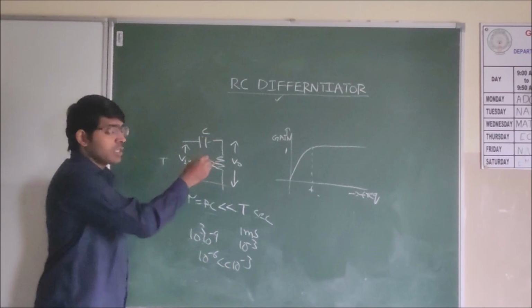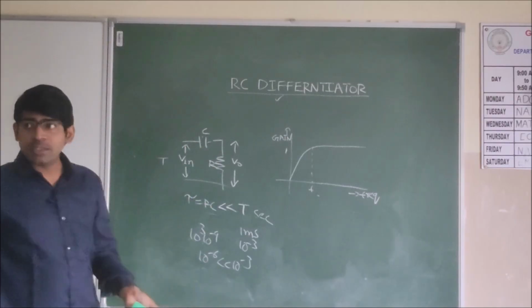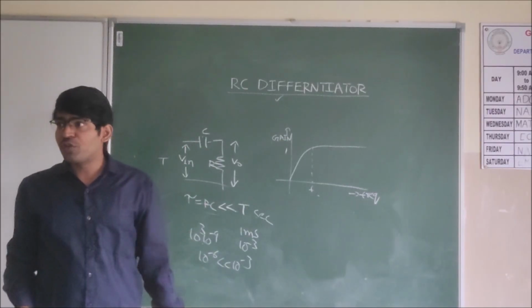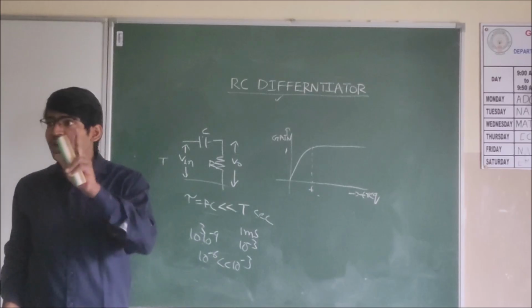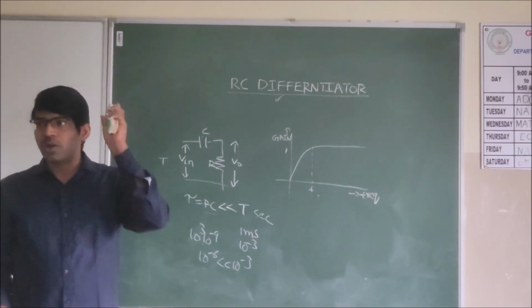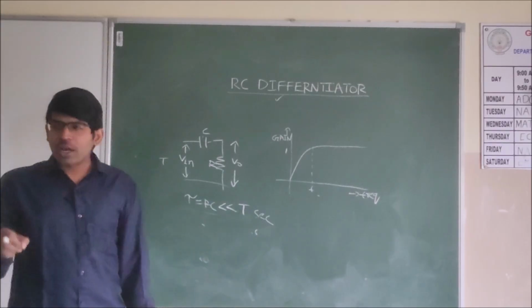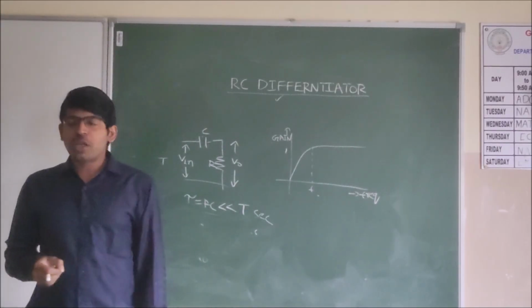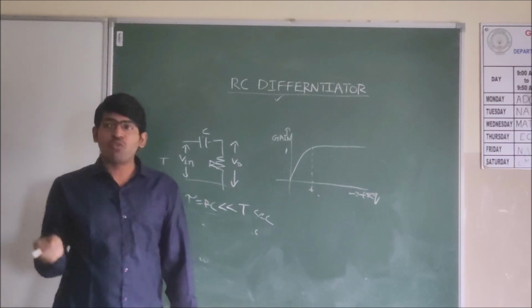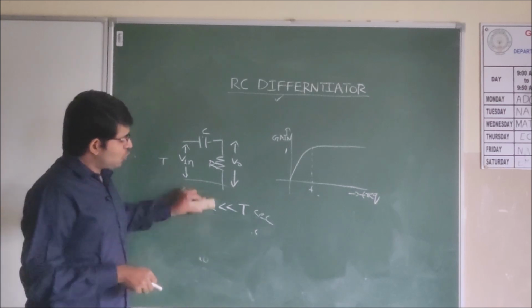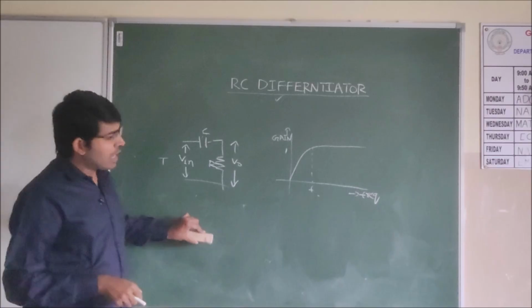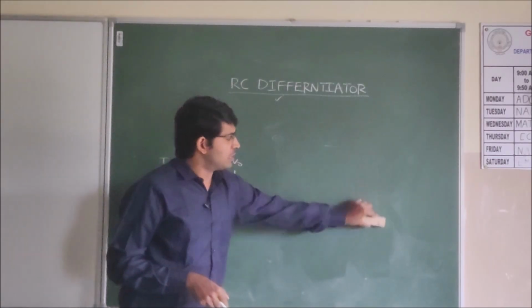The 1 kilo ohm resistor and 1 nanofarad capacitor, this circuit is capable of differentiating the input square wave with the frequency 1 kHz. So we have designed it, but we have to rely on the mathematical conceptualization that this circuit is capable of differentiating the signal. So we have to derive this by using a mathematical derivation.